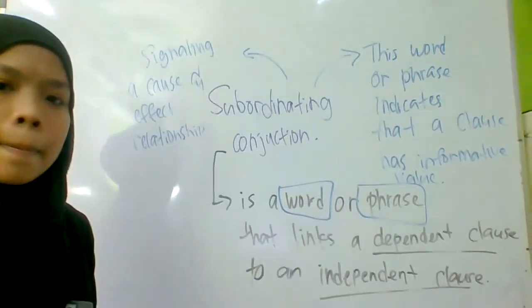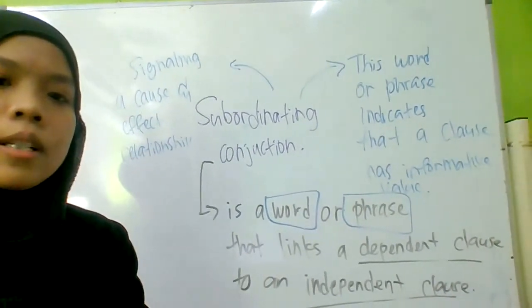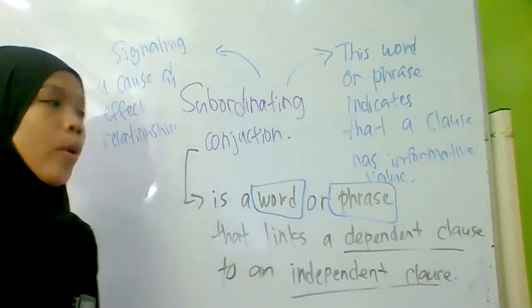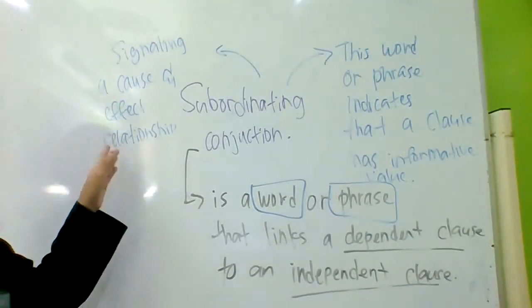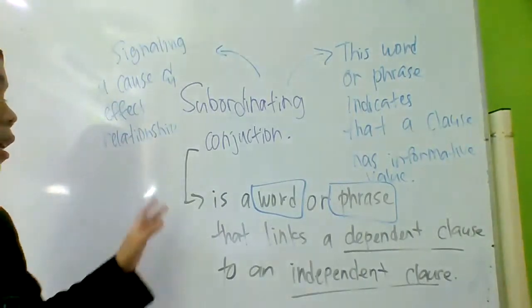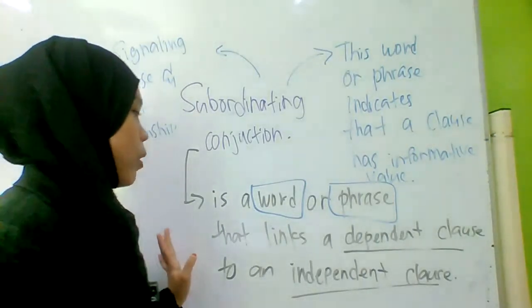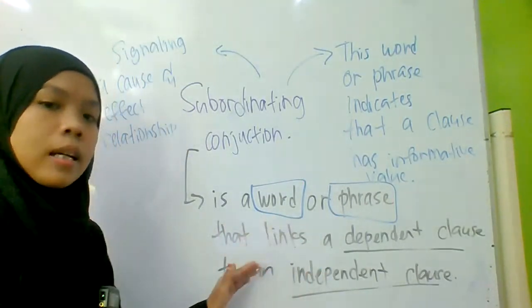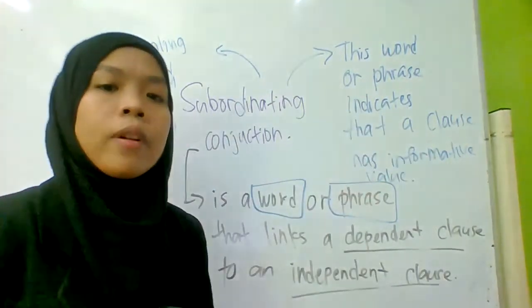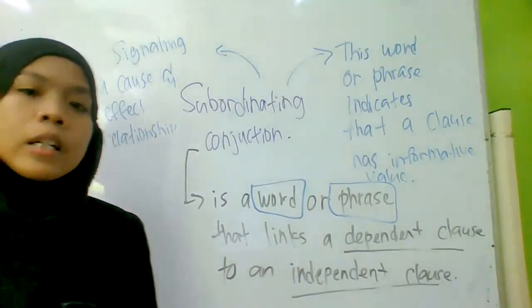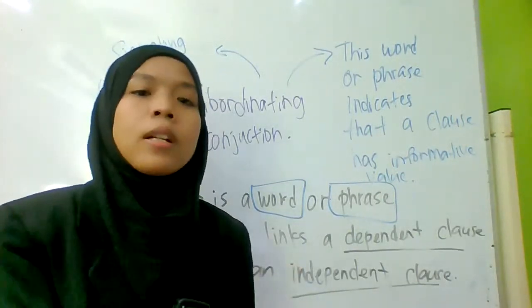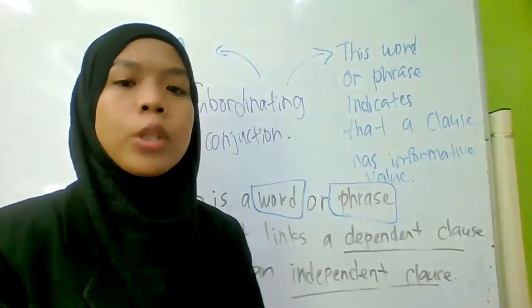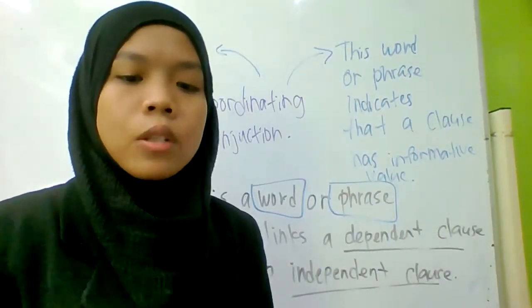Can you see it? So these are the functions, or the uses, of subordinating conjunction: when you want to signal a cause and effect relationship, and when you need to link a dependent clause to an independent clause. I already explained dependent and independent clauses in our previous lesson on coordinating conjunction, so you may refer back to the previous video. So we continue.